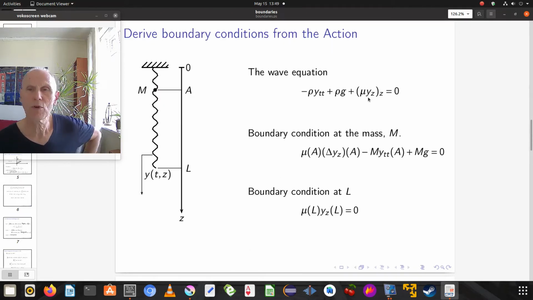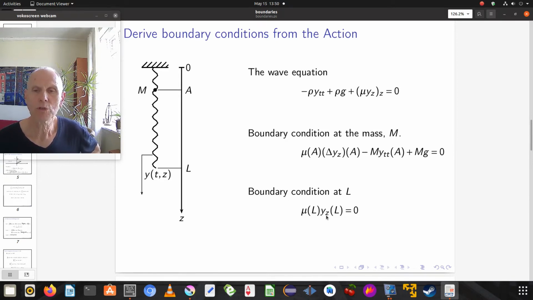The first one is the wave equation. The second part is the boundary condition at the mass. And the third, the boundary condition at the end. And of course you immediately recognize it as Newton's second law at any point. Newton's second law used on the mass m. And this can be interpreted as Newton's second law as well.